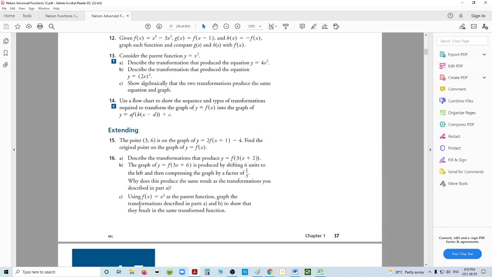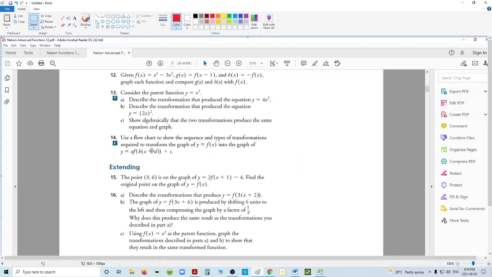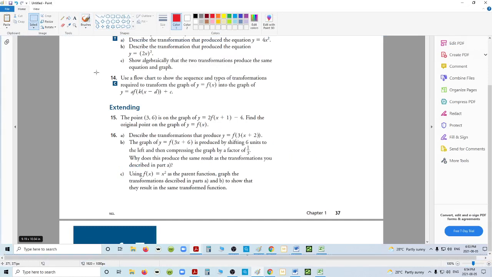Use a flowchart? No way, man. I don't flowchart for nobody. Okay. Use a flowchart.